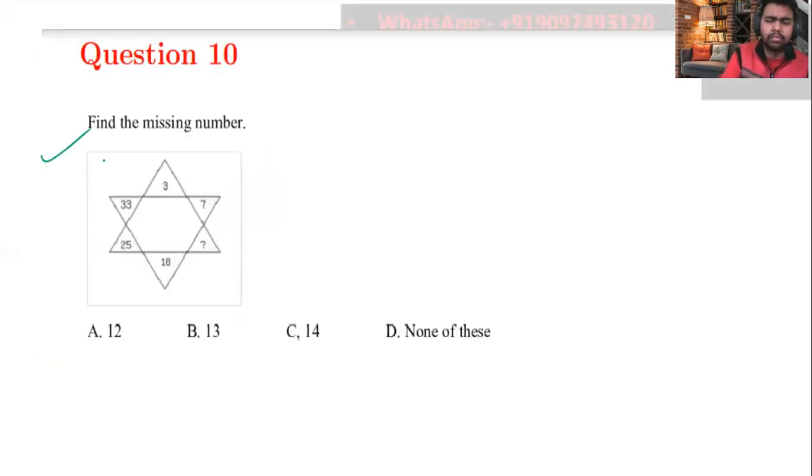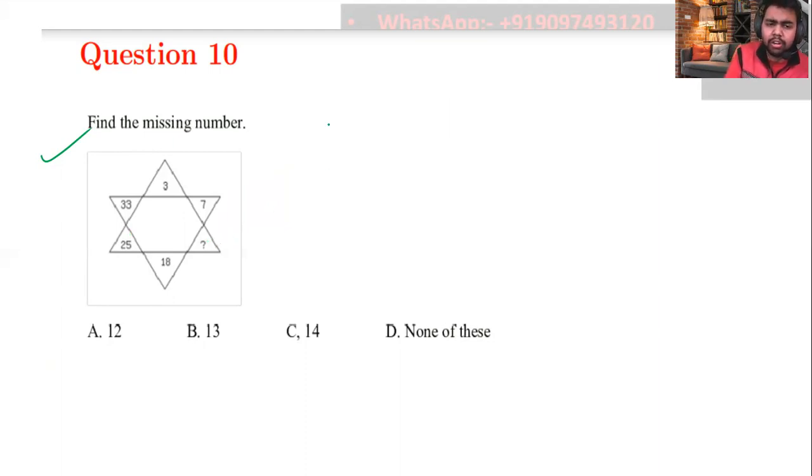Here, try to understand. This is a kind of puzzle, you can say. See, it is called the star puzzle, right? Here we have two triangles and these two triangles are making a kind of star. What is the way to solve them? I'm starting from my smallest number and I'm writing all my numbers in clockwise direction.